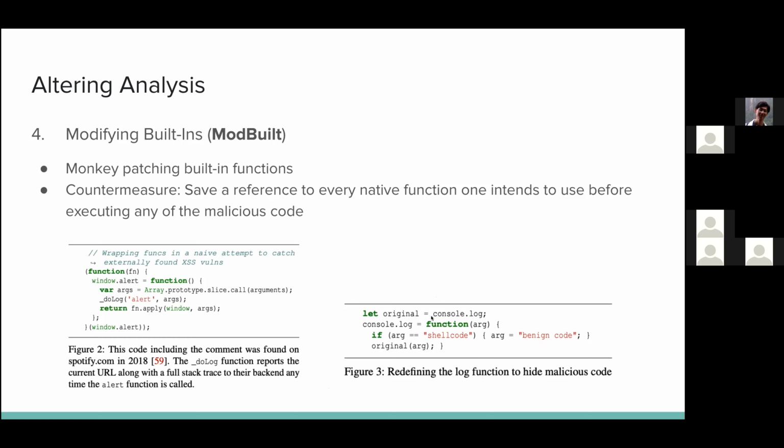So they wrap the original console log function. This is a simple example. If the argument is a specific piece of code, then you can change the argument so that the analyst will see something different in the actual log.